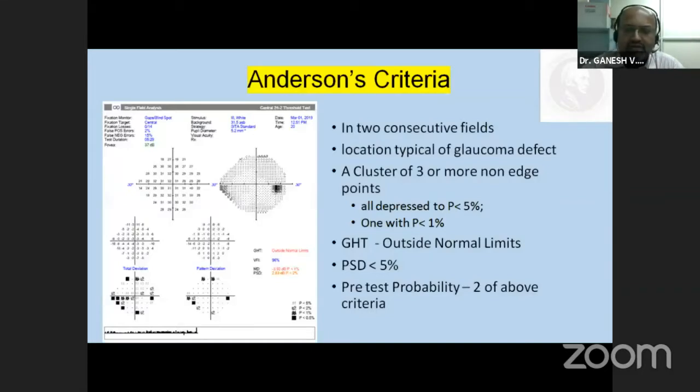And we all have to remember the Anderson's criteria, which states that in two consecutive fields, a location which is typical of glaucoma defect, a cluster of 3 or more non-edge points, which are all depressed to P less than 5%, one of which is depressed to P less than 1%, with a GHT outside normal limits with the PSD less than 5%. So these are all definitions of a glaucomatous visual field defect when you find it in the printout.